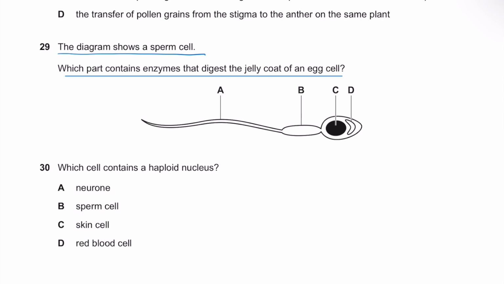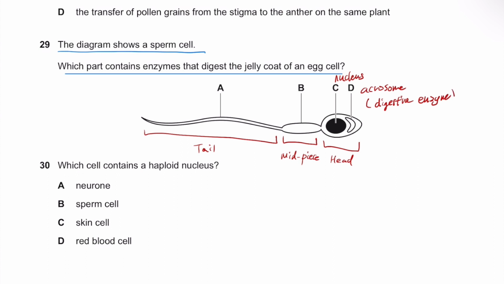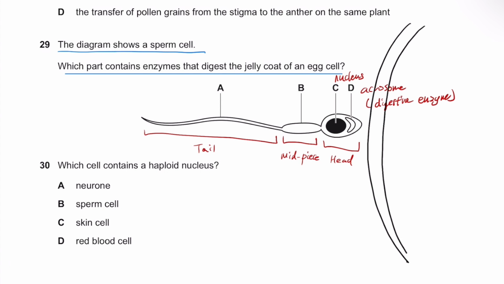The sperm cell consists of three parts: head, midpiece, and the tail. Okay, so within the head, there are two main parts called acrosome and the nucleus. It's this acrosome that contains many hydrolytic enzymes, or you could just call it digestive enzyme, that dissolves the jelly coat of an egg when it makes a contact.